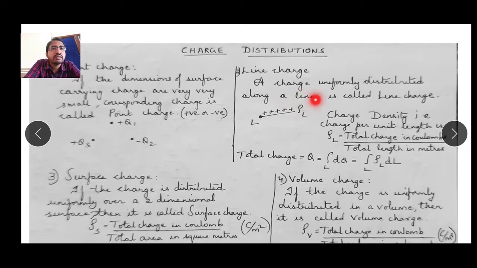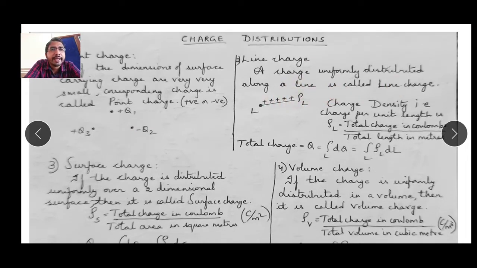Suppose if a charge is uniformly distributed along a line like this, then that is line charge. Charge density is given by the ratio of total charge divided by total length. So rho L equal to Q by length. So from that total charge Q equal to integral rho L dl.